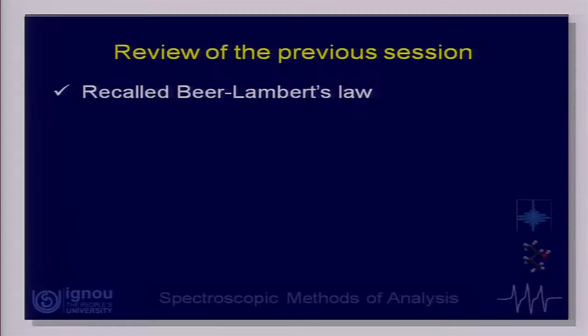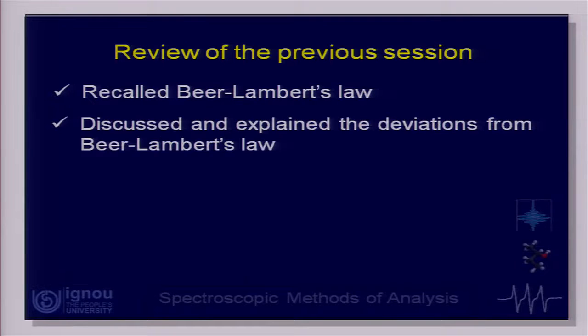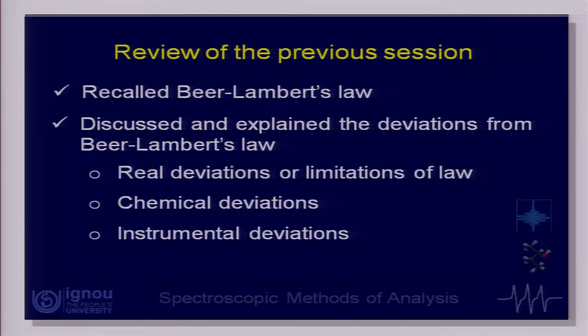Okay. Let us recall what we did in the previous session. We started by recalling the Beer-Lambert law, and then we talked about different types of deviations possible from the Beer-Lambert law, and we classified these deviations into 3 broad groups. They are the real deviations, or so-called limitations of the law, then the chemical deviations, and towards the end the instrumental deviations. All that forms the basic aspects of our UV visible spectrometry.